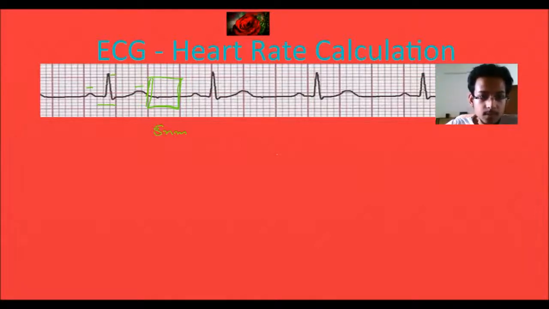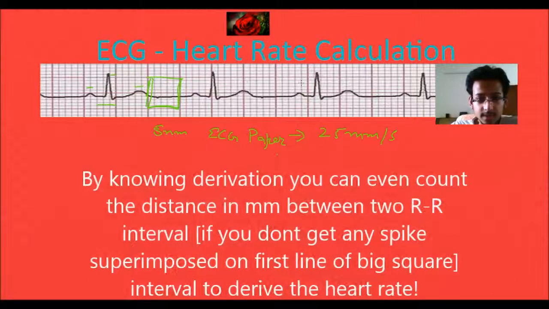Now, as we know, the speed of ECG paper, that is how it runs in the ECG machine, is 25 mm per second. 25 mm per second means 5 big squares are running in forward direction and the pen in backward direction in 1 second. Now, just to give you a quick explanation, we will start by taking this ECG strip example.